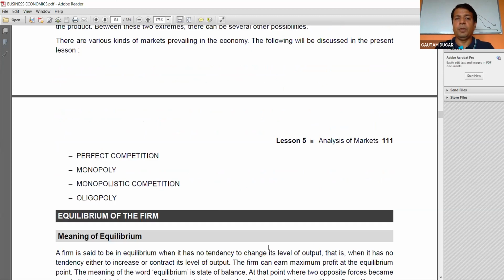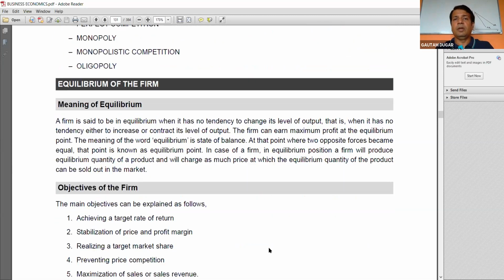Now, coming to perfect competition, we already discussed what is perfect competition, and any market other than perfect competition is imperfect competition. We'll go down to that, but before that, a very important concept of equilibrium, from which we get a lot of questions.